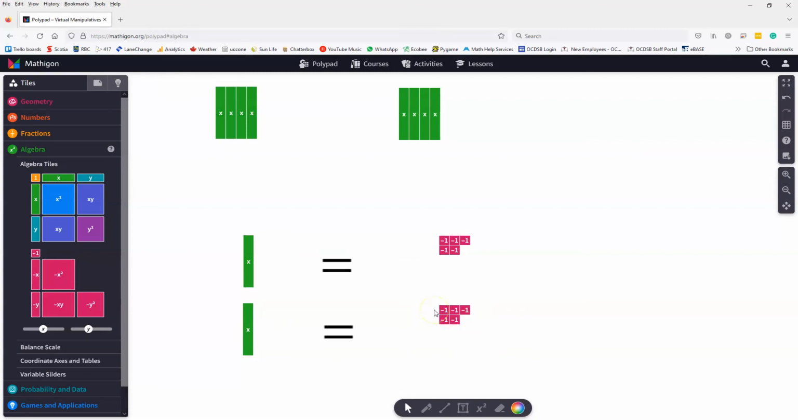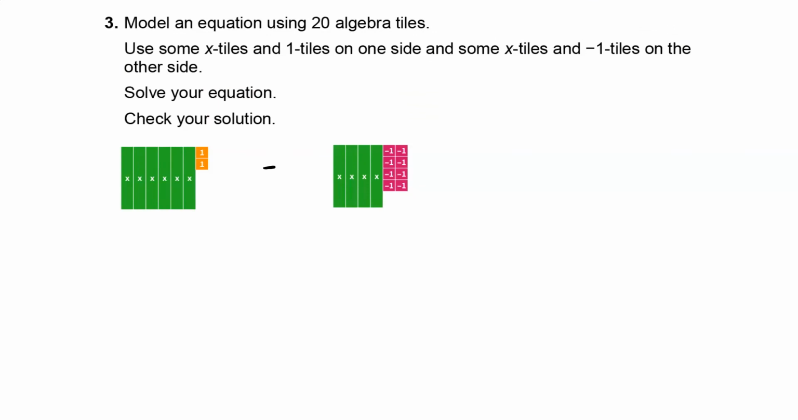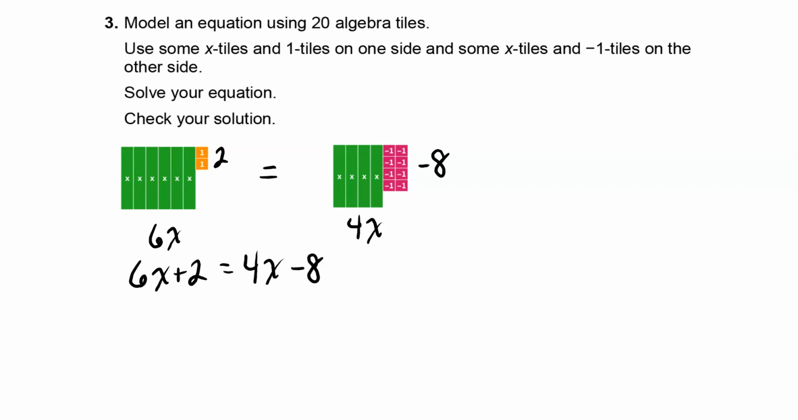Let's see how that works out when we try to do it algebraically. So remember, we're working with an equation, so there's effectively an equal sign between here. If I look at this, I've got 6x, and I've got 2 1's. Here, I've got 4x, and then here, I've got negative 8. Writing that as an algebraic equation, I have 6x plus 2 is equal to 4x minus 8.